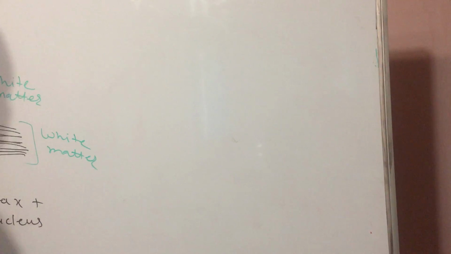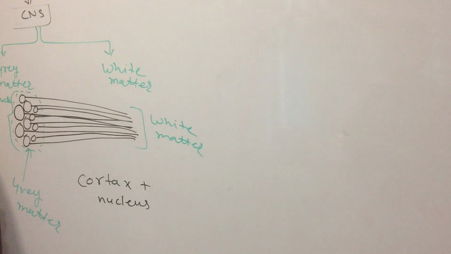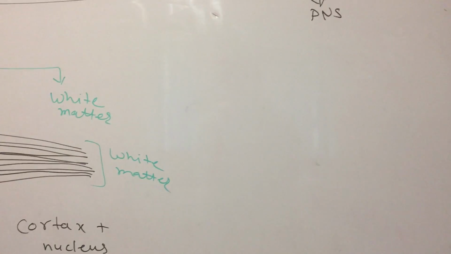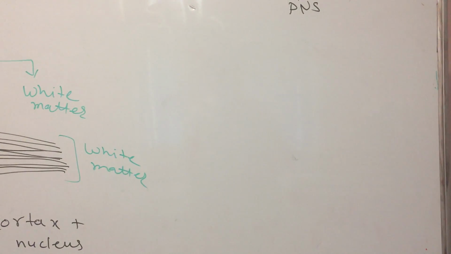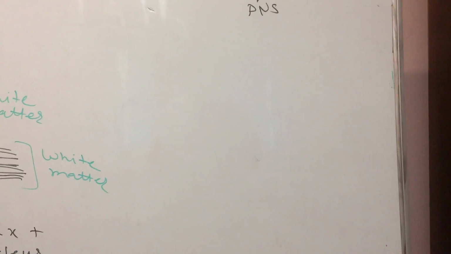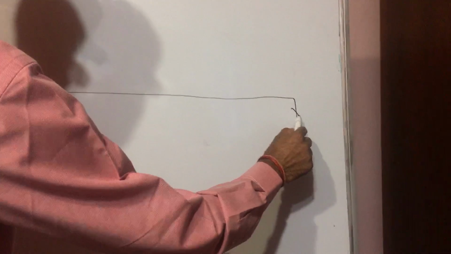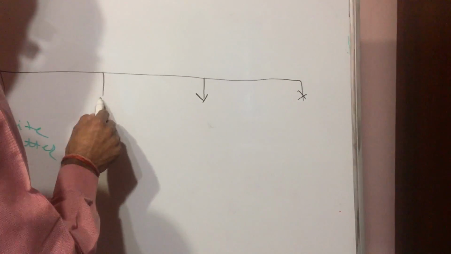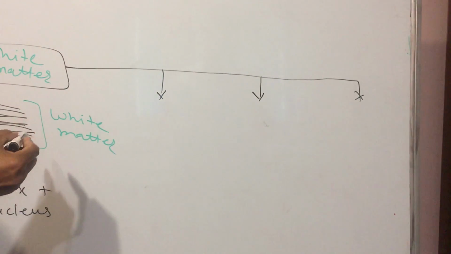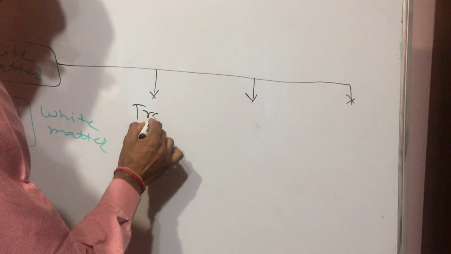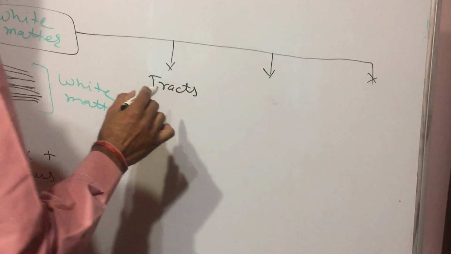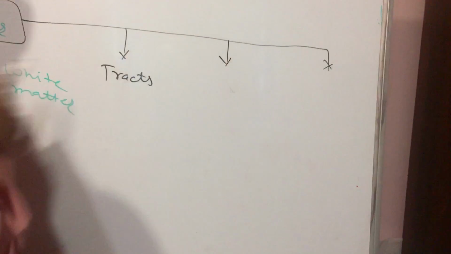White matter. White matter has three types. This is the white matter, and it is further divided into three parts. Okay, that is the tracts, and the others I will explain now.